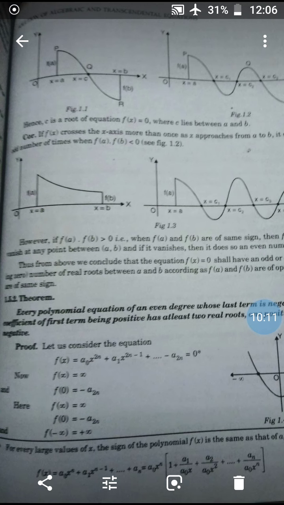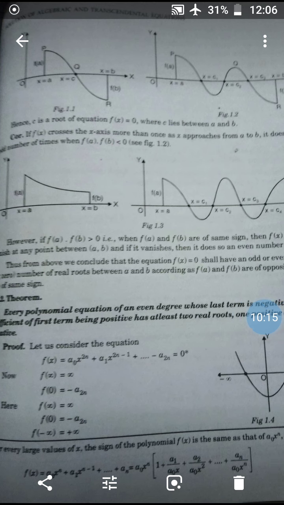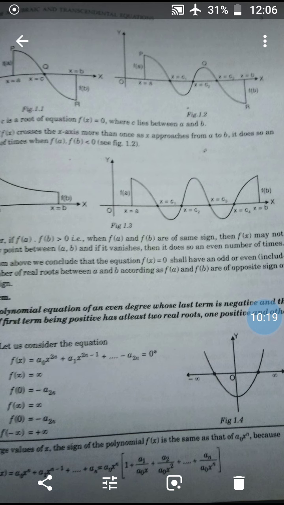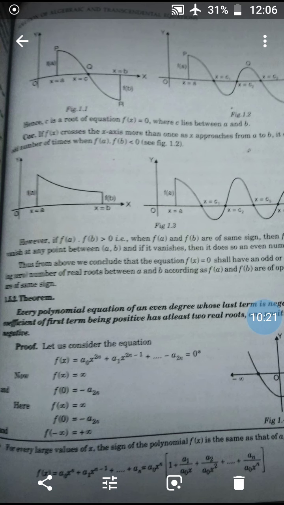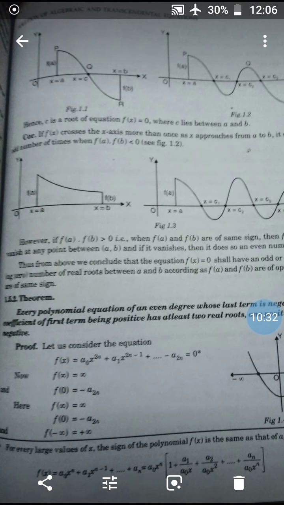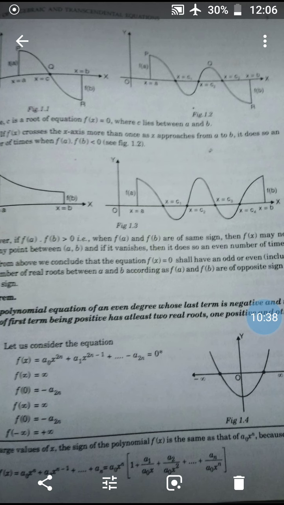However, if f of A into f of B is greater than 0, that means f of A and f of B are of the same sign. f(x) may not vanish at any point between A and B. If f of A into f of B is positive, then it may be possible that it may not vanish at any point between A and B. And if it vanishes, then it does so an even number of times.